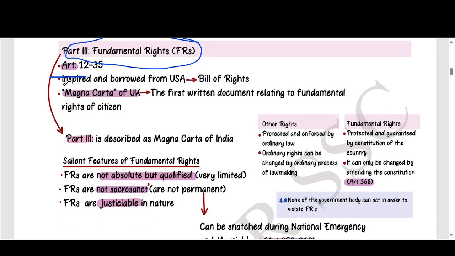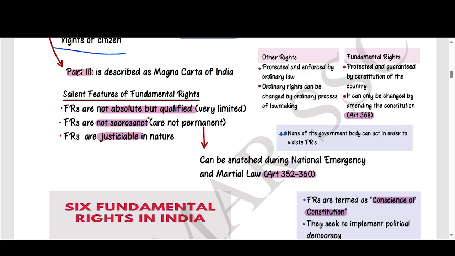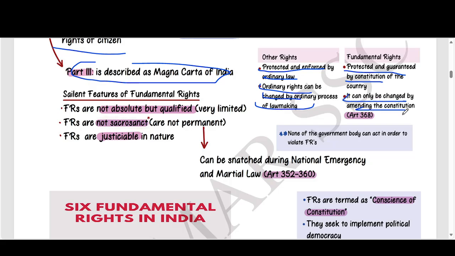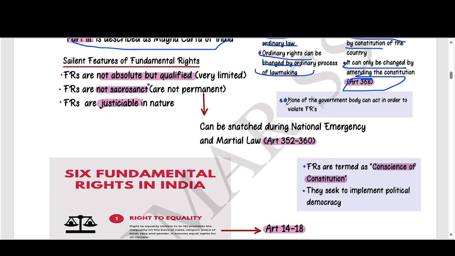Part 3 was inspired by and borrowed from the USA Bill of Rights. The Magna Carta of the UK was the first written document relating to the fundamental rights of citizens, and Part 3 is described as the Magna Carta of India. Ordinary rights are protected and enforced by ordinary law and can be changed by the ordinary process of lawmaking. Fundamental rights are protected and guaranteed by the Constitution of the country and can be changed only by amending the Constitution under Article 368. No government body can act in order to violate fundamental rights.